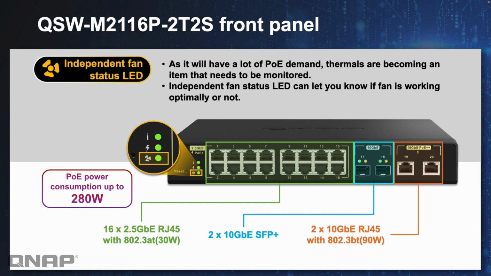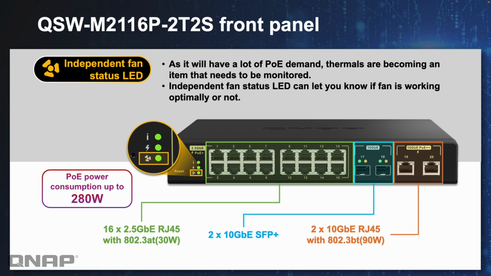Now, the total power budget across the whole switch is 280 watts. So with lots of things connected, you can combine a total of 280 watts worth of things powered from this central location. There's also a fan status LED. If it is producing up to that 280 watts, thermals are going to get quite hot with the switch, so there's a little light on the front just to let you know the status of the fan. You can configure alerts and things in the software if you want to be notified of any problems as well.